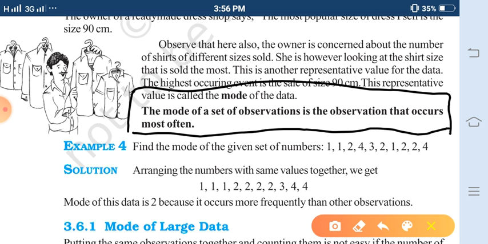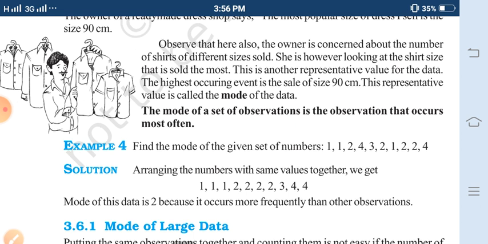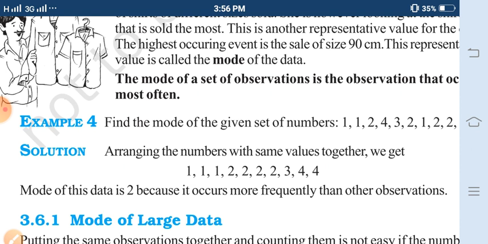Now here you can see that 1 has occurred 3 times, 2 has occurred 4 times, 3 has occurred only 1 time, and again 4 has occurred 2 times. So it means 2 has occurred more times. So the mode in this case is 2. It means the value which occurs more times will be the mode.